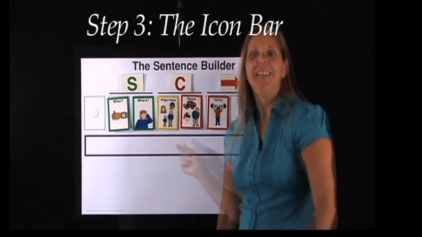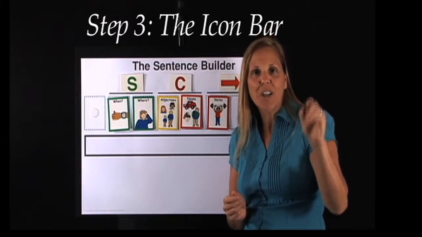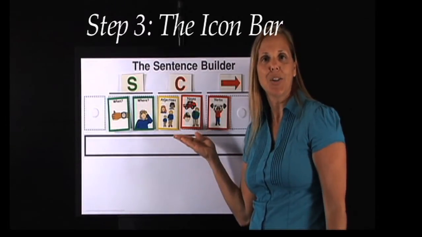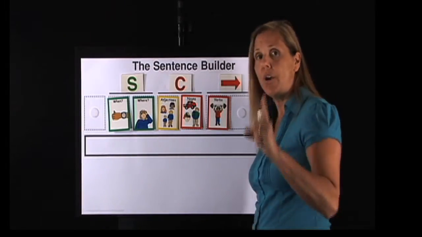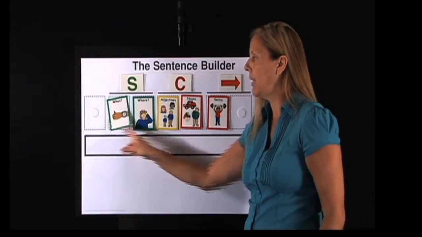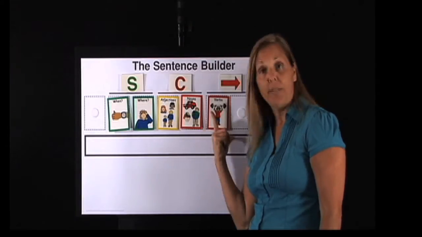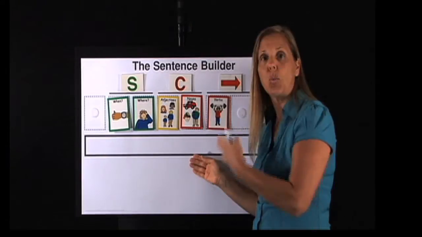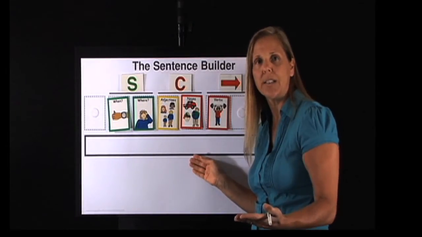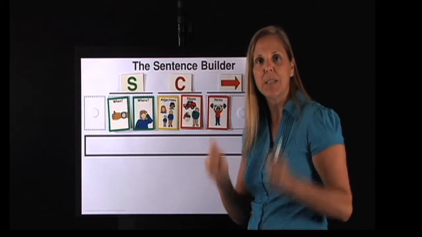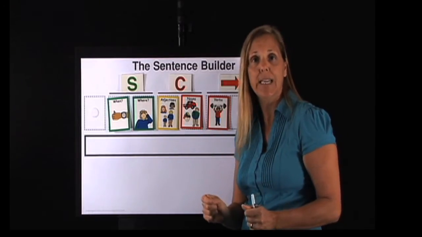Step 3, the icon bar. Draw simple pictures to represent our story opening. So let me show you what you do. You don't go from left to right. So far we've gone left to right when we've added our secret formula, when we've added our parts of speech card, but when we're actually planning what our story sentence is going to be about, we have to go in a specific order so it makes sense to the kids.